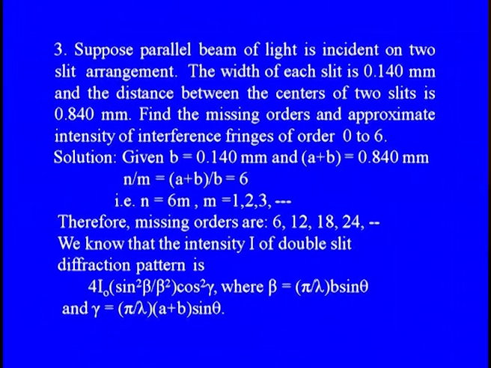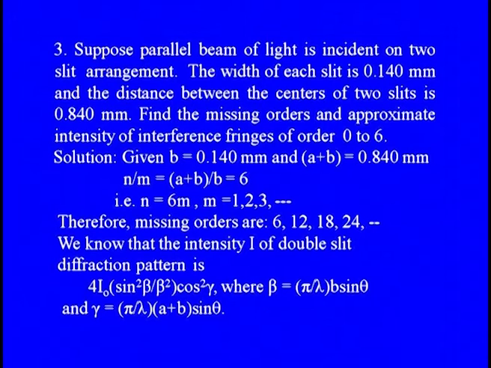In this problem, slit width b is equal to 0.140 millimeter and a plus b equal to 0.840 millimeter. So we can find out n by m, which is equal to (a plus b) by b equal to 6. That is, n is equal to 6 times m, where m is equal to 1, 2, 3, and so on. Therefore, missing orders are 6, 12, 18, 24 and so on.